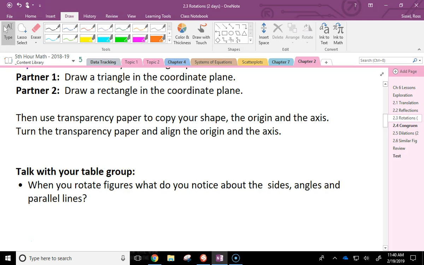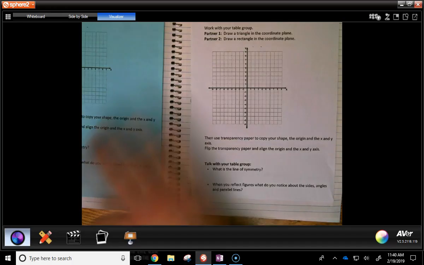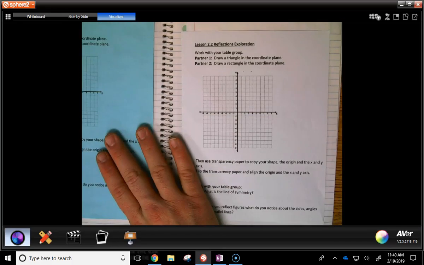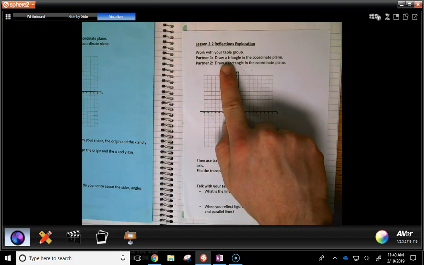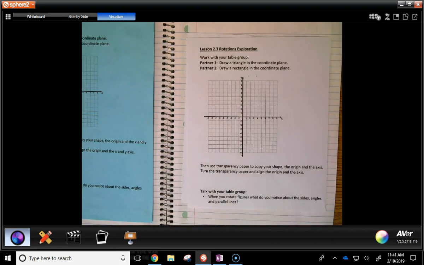Here's what I want to do. I got to turn for the recording on here. What I'd like for you guys to do is turn your notebooks so we're at 2.3 rotation exploration. Alright. There's a couple things I want us to do. And I'm going to kind of model it with the first part.